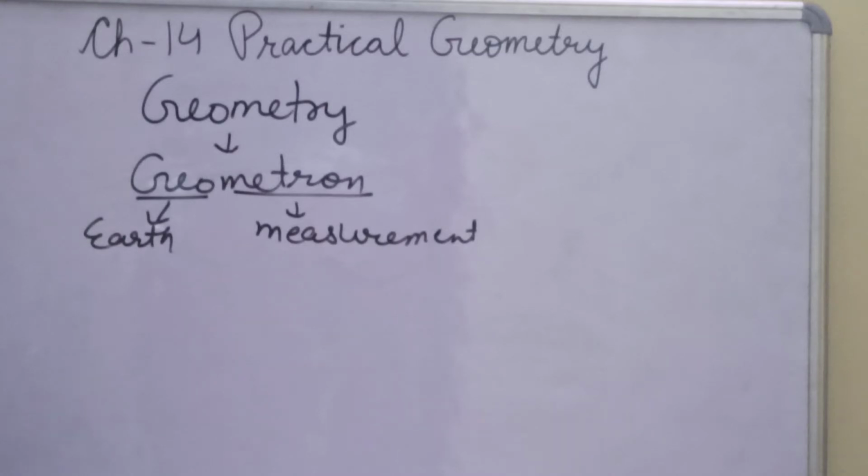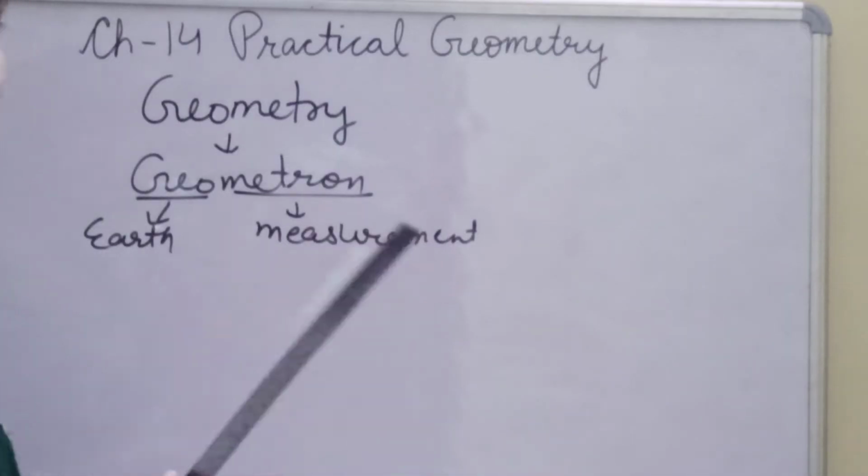We will check their length, breadth, height. We will come to know about their shapes, how they will be framed. So that is the basic thing related with measurement of earth and ultimately related with geometry. So practical means we will do ourselves and come to know. Now how to do? For doing practical geometry we need some basic things or instruments that I am going to share with you.